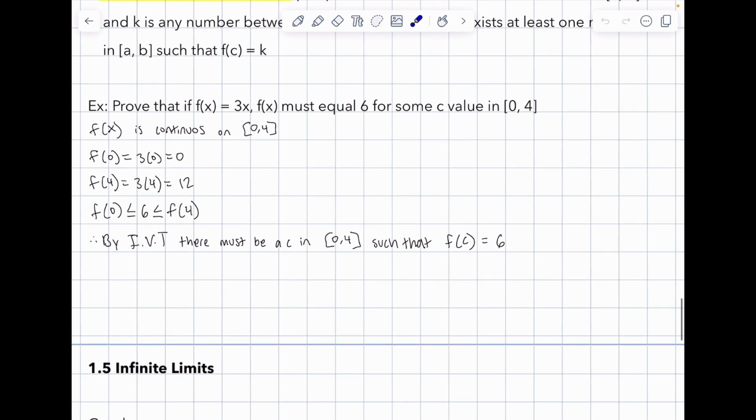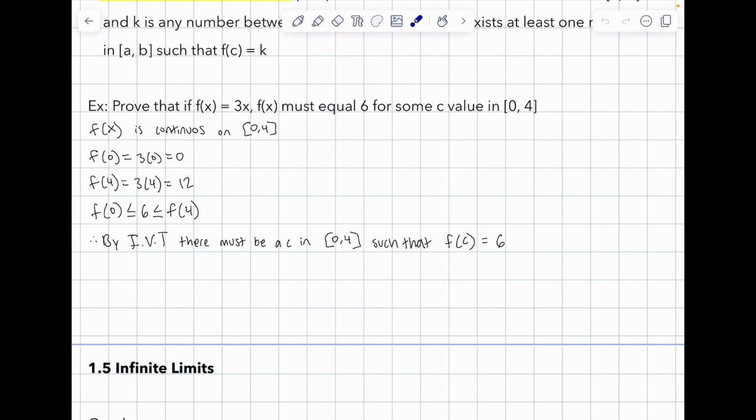So here's an example. Prove that if f of x equals 3x, f of x must equal 6 for some c value on 0 to 4. So first, for the IVT, you just have to state that the function is continuous to use it, and that's what we did here. And now you're going to find the f of x values for the endpoints of your interval, so that's 0 and 4 here. So here we have f of 0 equals 0, f of 4 equals 12.